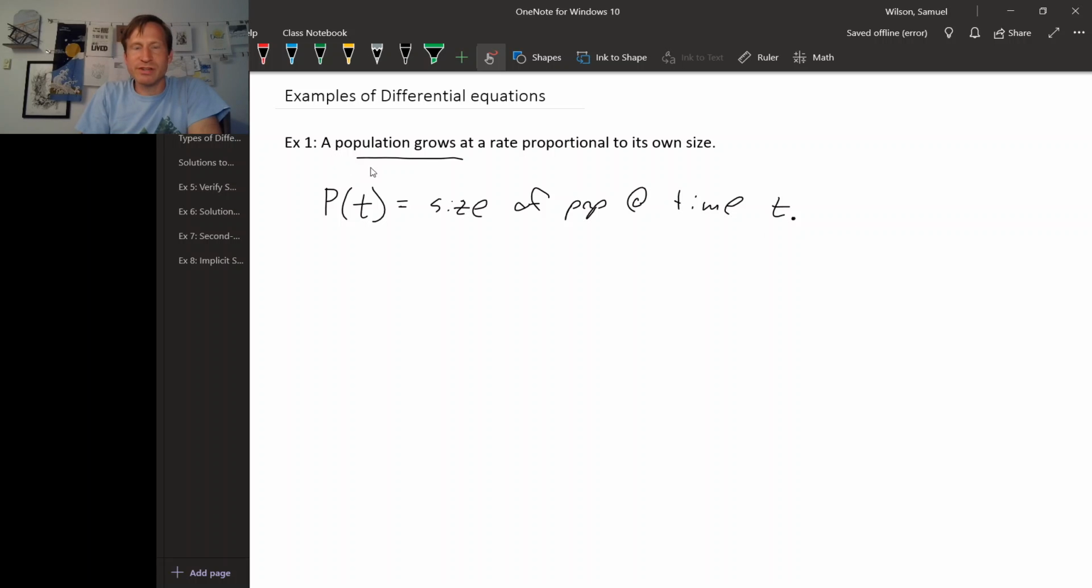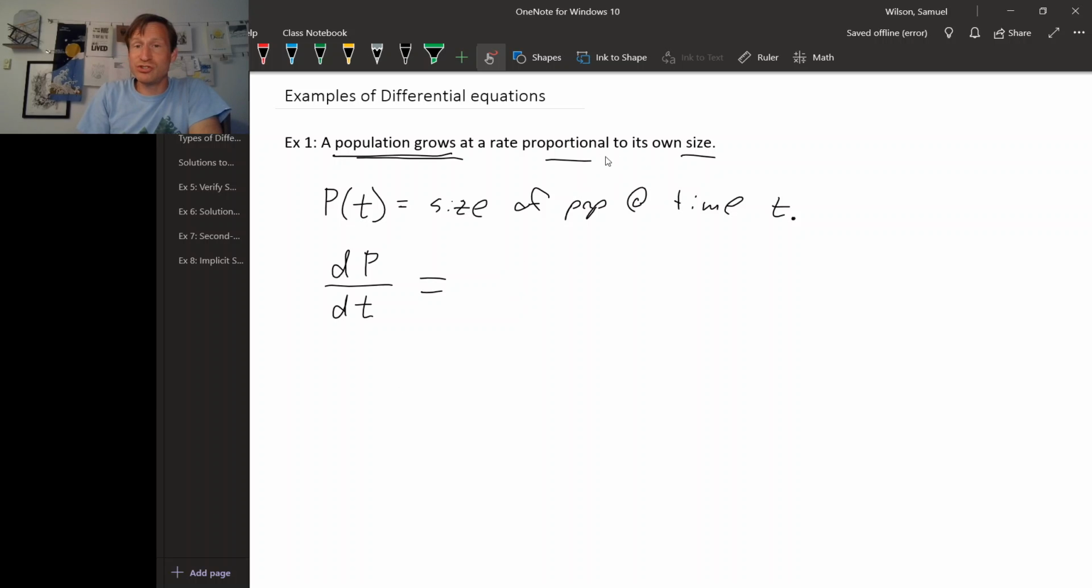So let's try to express this idea that the growth of this population is proportional to the size of the population. So the growth rate of the population, that would be a derivative. That's just the rate of change of the population with respect to time. So that would be dP/dt. So that's the left-hand side here, the growth rate of the population. And that is proportional to the size of the population. So "is" means equals.